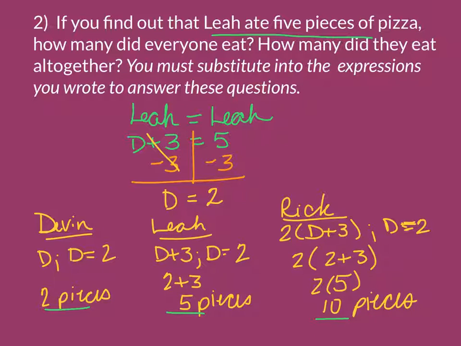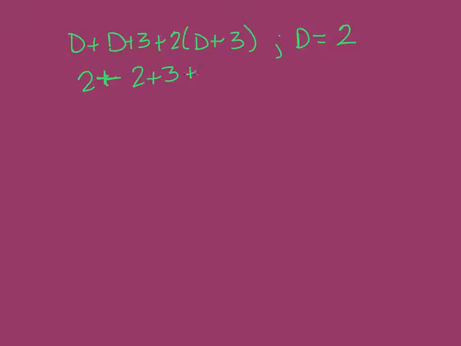So I know most of you want to just take those numbers and add them together to find the total, but we need to use the expression we wrote for the total. So that expression is D plus D plus 3 plus 2 times the quantity of D plus 3. And I know that D is equal to 2. So it's 2 plus 2 plus 3 plus 2 times the quantity of 2 plus 3. Notice every time I say those parentheses, I say the quantity of. I don't say parentheses. The proper wording to use, for math especially, is the quantity of.